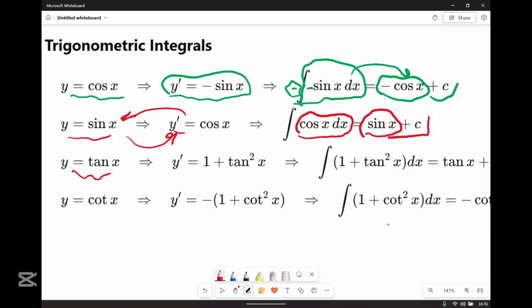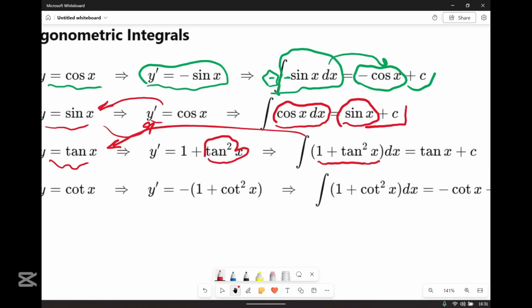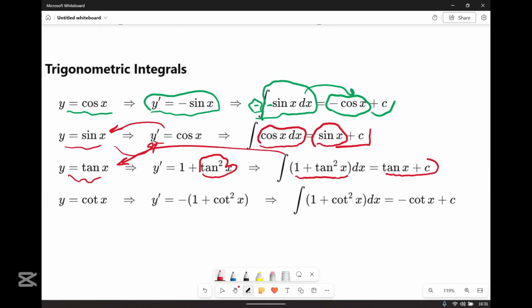What's your idea about the tangent? The derivative of tangent x is 1 plus tangent x to the power 2. Therefore, the integration of 1 plus tangent squared x dx is exactly the inverse of that, tangent x, and therefore our total integration is tangent x plus c.